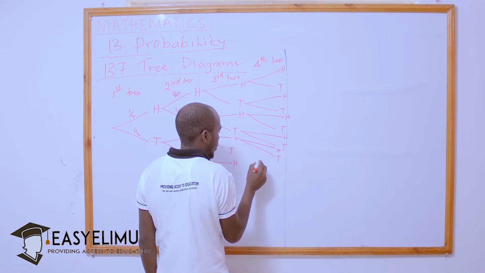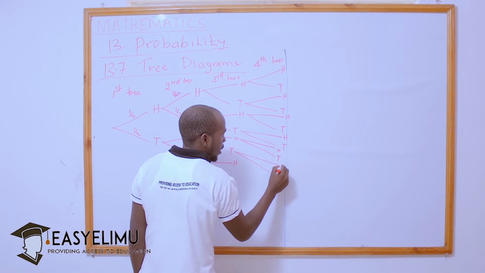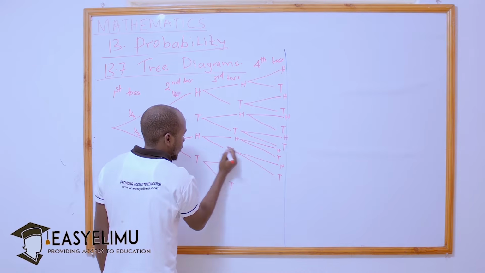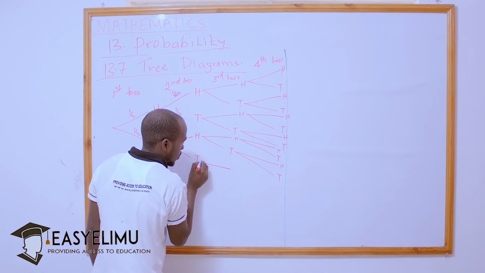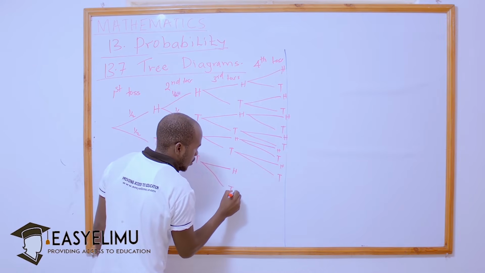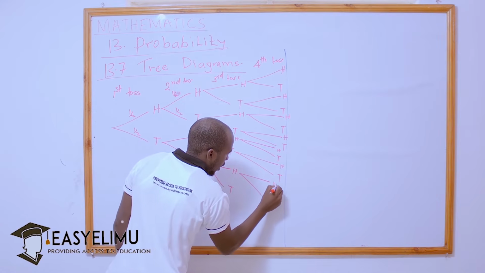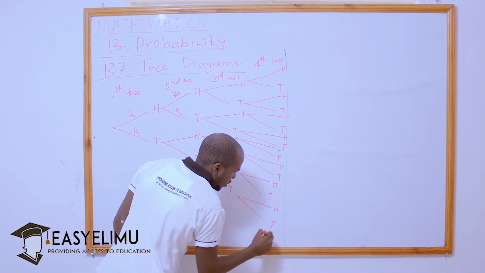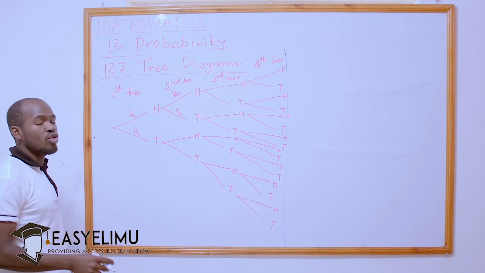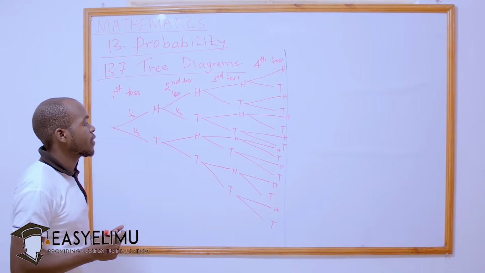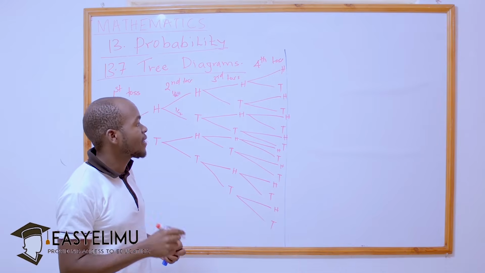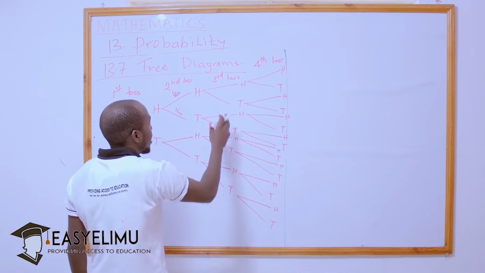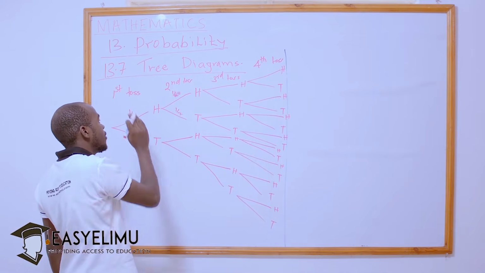Head or tail. Head or tail. And this one also has head or tail, the same as this, head or tail. So as you move on with the toss, you will find out that the sample spaces are increasing. Here we are having more of them than in the third toss, second toss, and first toss.